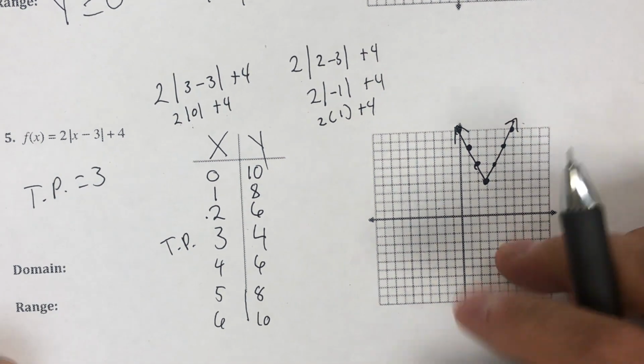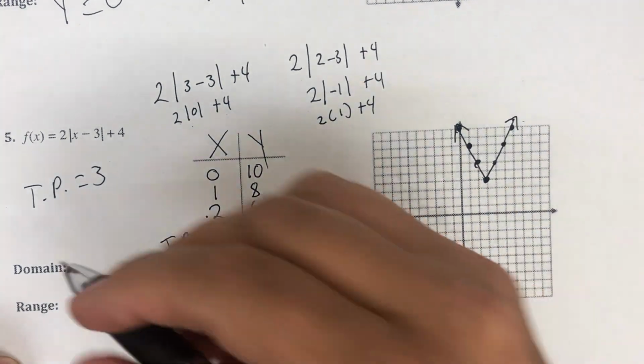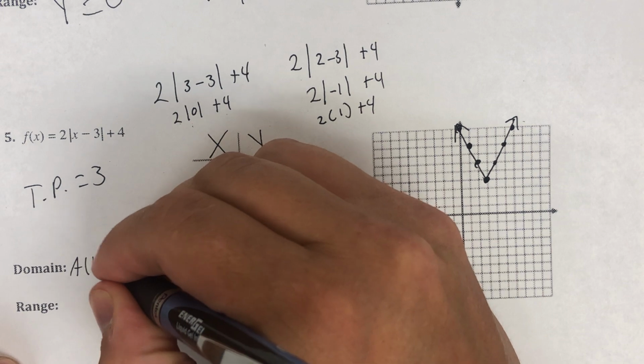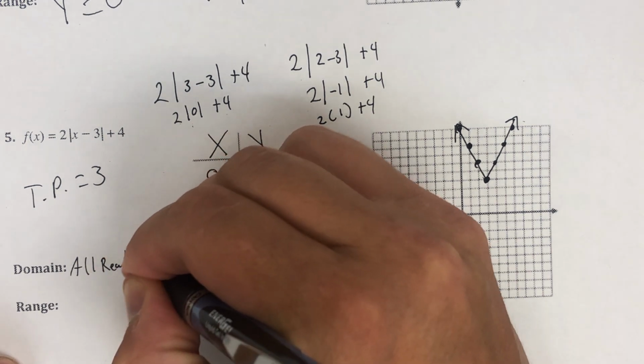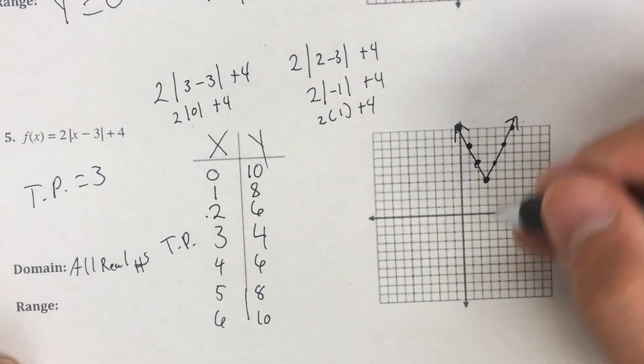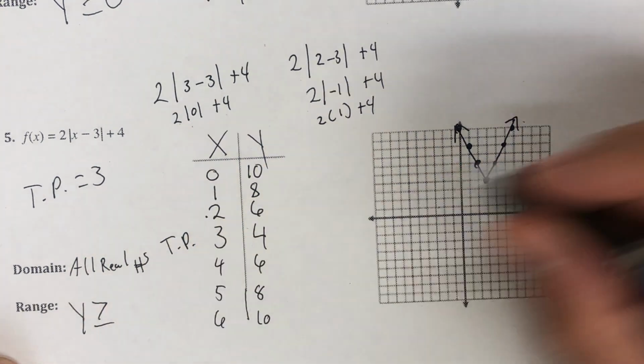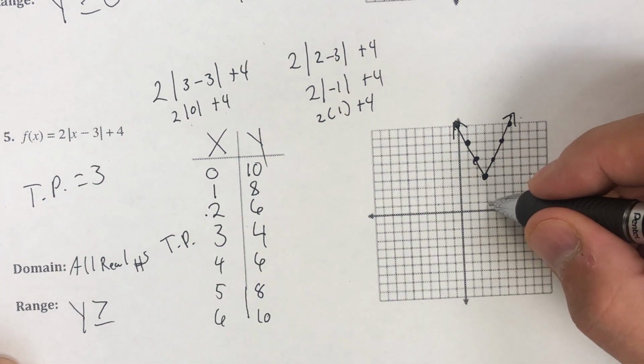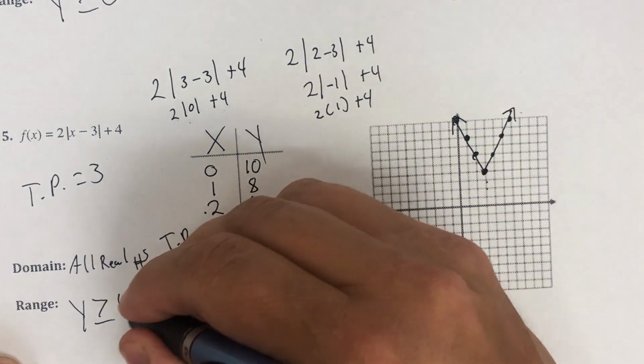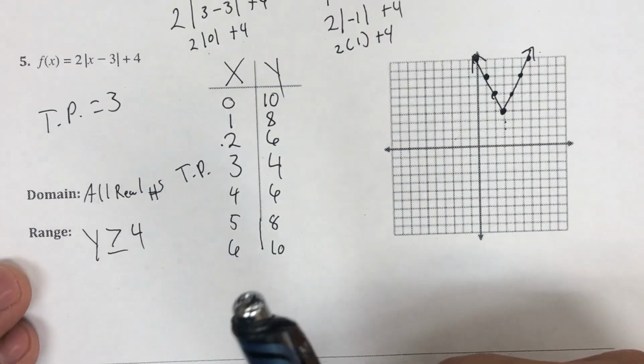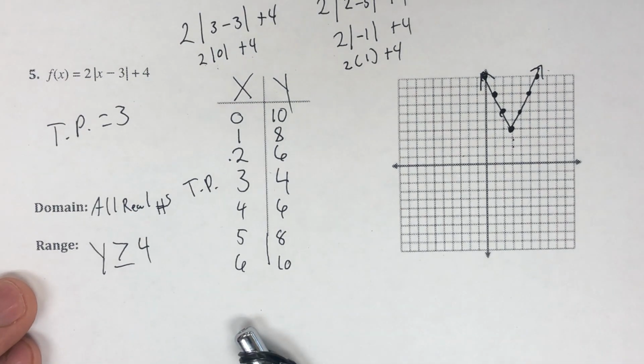So, the domain, it goes left forever, it goes right forever. Domain, all real numbers. And the range goes up forever, but not down. Y is greater than or equal to the smallest value of y this time. 1, 2, 3, 4. Y is greater than or equal to 4. All righty, have a good rest of the day. That wraps up chapter 3.